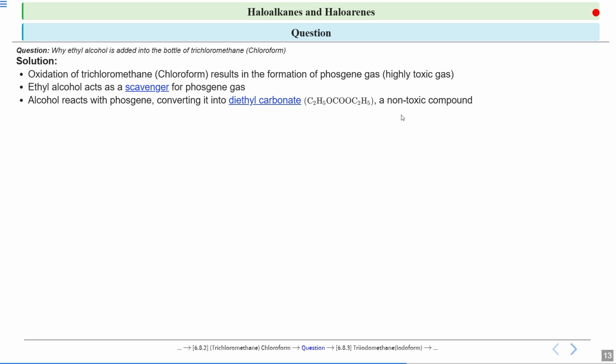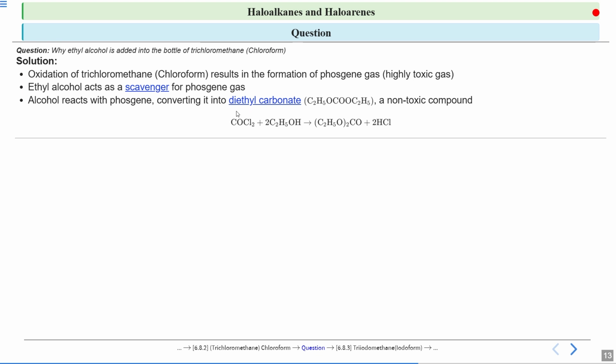So that's why we are adding ethyl alcohol into the bottle of chloroform, so that if in any case phosgene gas forms, the ethyl alcohol reacts with the phosgene gas, converts it directly into diethyl carbonate, and changes its nature from a highly toxic gas to a non-toxic compound.